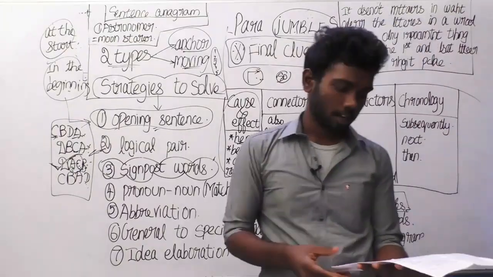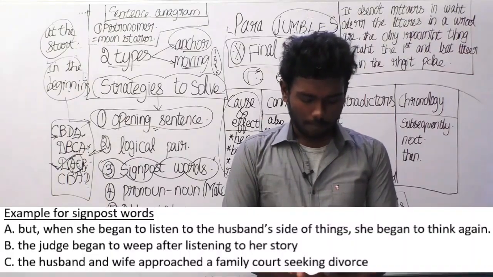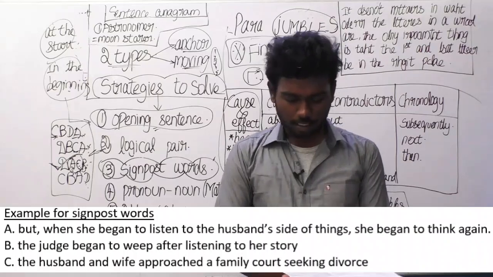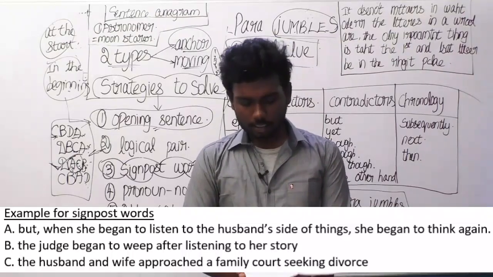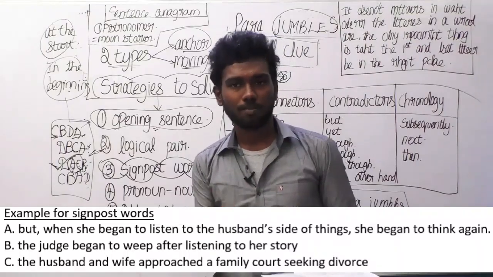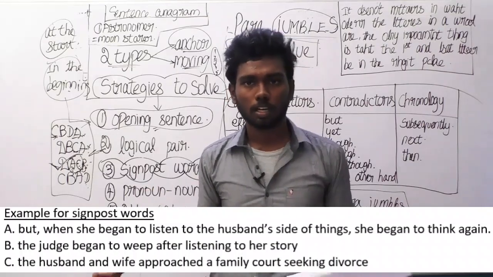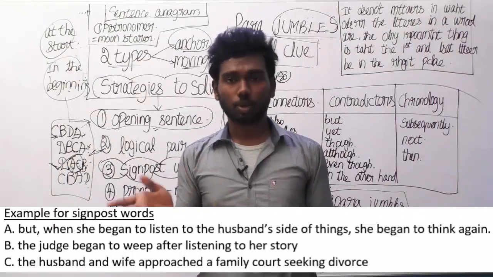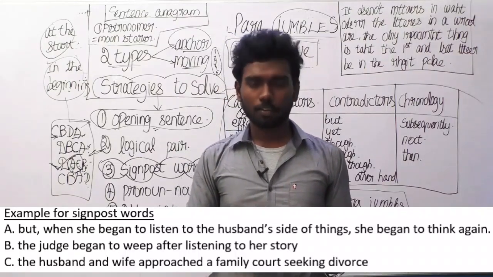Please write down the example, and it will be flashed on your screen also on the mobile. Sentence A: but when she began to listen to the husband's side of things, she began to think again. This is the first sentence. The second is, the judge began to weep after listening to her story. What is the meaning of weep? Weep means crying. Those things are like synonyms to each other. She began to weep after listening to her story. Third is, the husband and wife approached a family court seeking divorce.